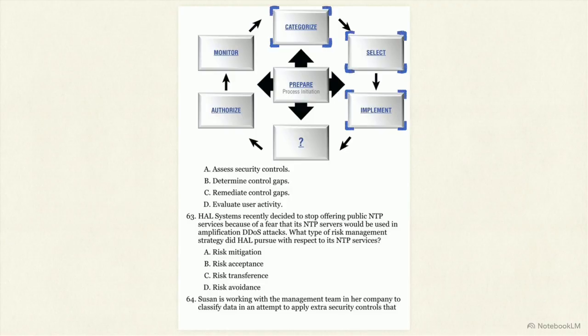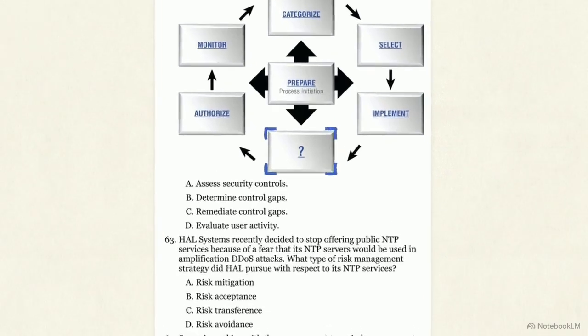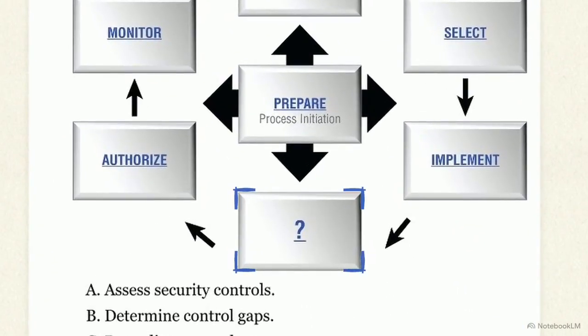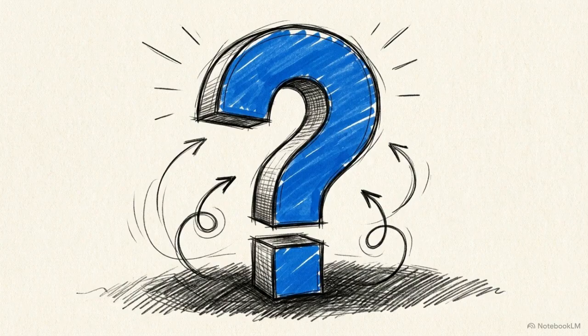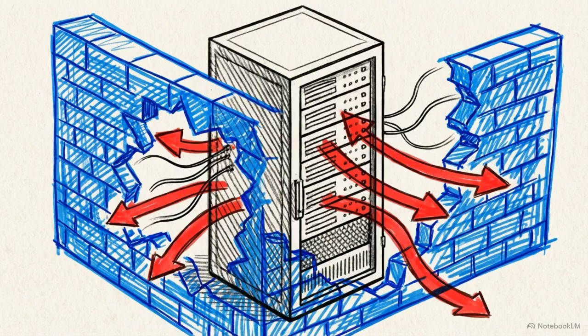The NIST cycle follows a sequence: categorize, select, and implement. However, this specific implementation reveals an omission in the defensive strategy. The question mark identifies the assess step. The organization implemented defenses but failed to verify if those defenses could resist a breach. An unassessed control provides only a false sense of security.